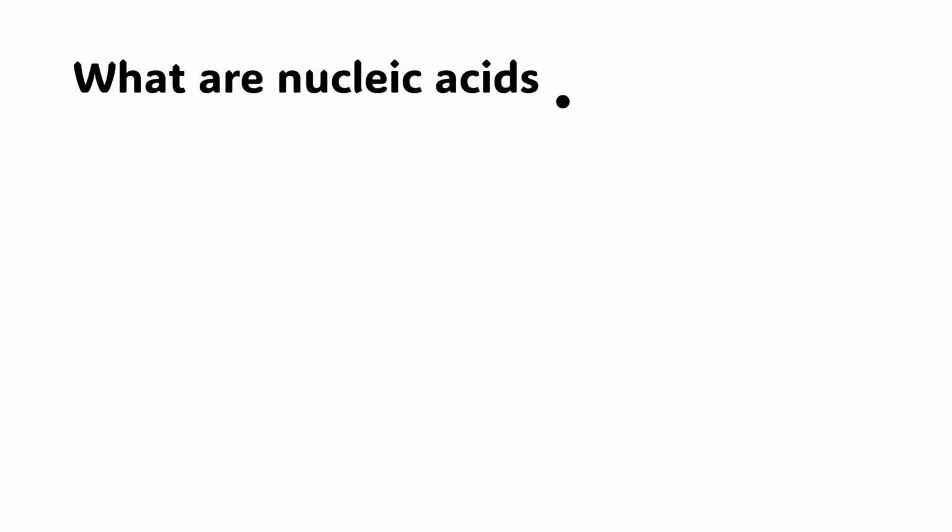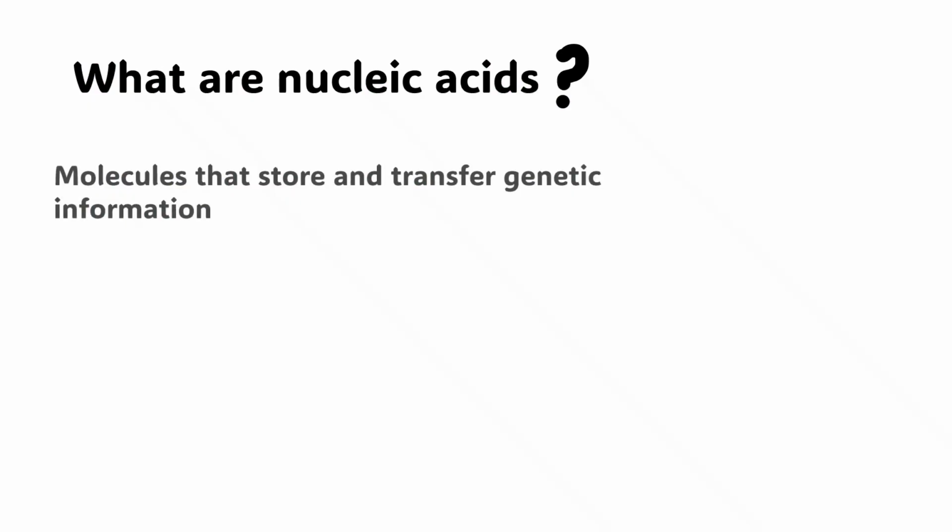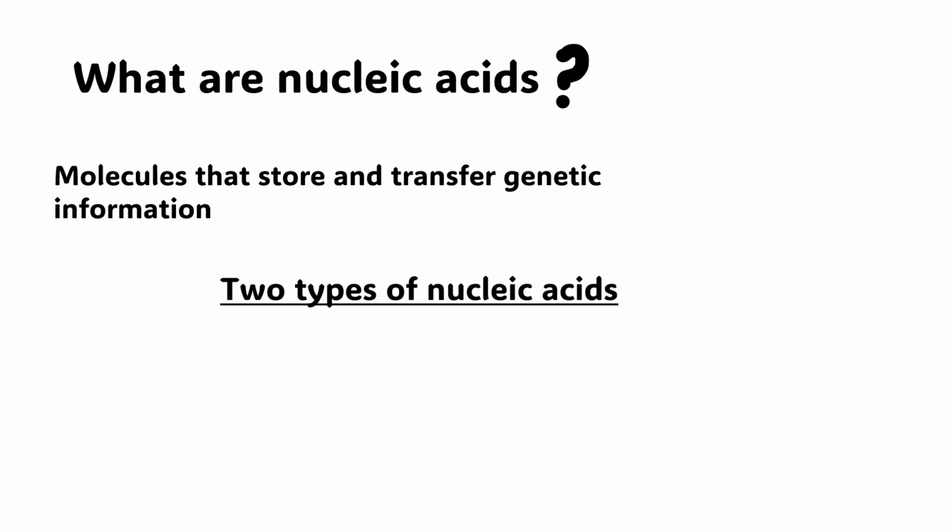What are nucleic acids? Nucleic acids are molecules that store and transfer genetic information. There are two types of nucleic acids, deoxyribonucleic acid and ribonucleic acid. DNA stores the genetic instructions of an organism, while RNA helps use those instructions to make proteins. Remember that always.